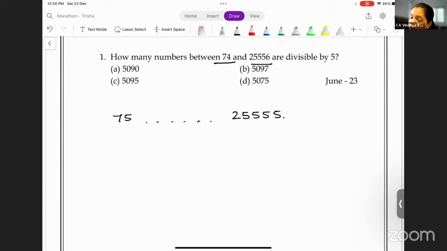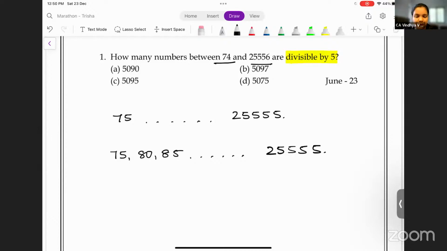Now, what have they told? The numbers are divisible by 5. How do you know whether a number is divisible by 5 or not? It should end with 5 or 0. Can we consider 75? Yes, we can. Is 75 divisible by 5? Yes. So the first number that is divisible by 5 is 75. The next numbers are 80, 85, and so on. Can I say the last number is 25,555? Yes. Fine. So now it is very evident that it is an AP because the difference after every value is 5.